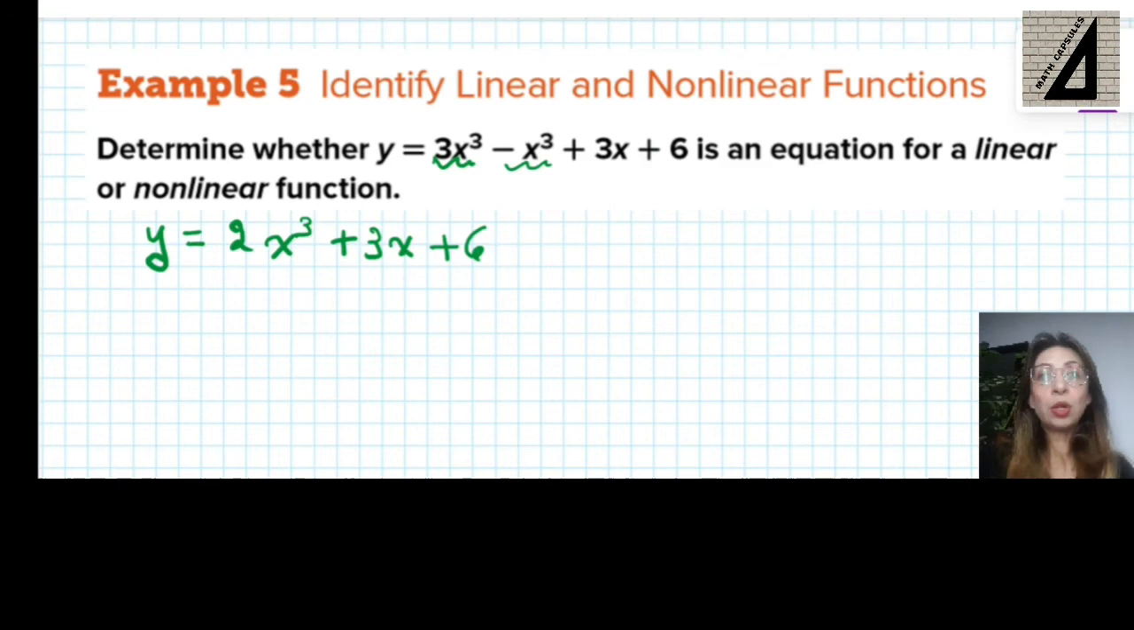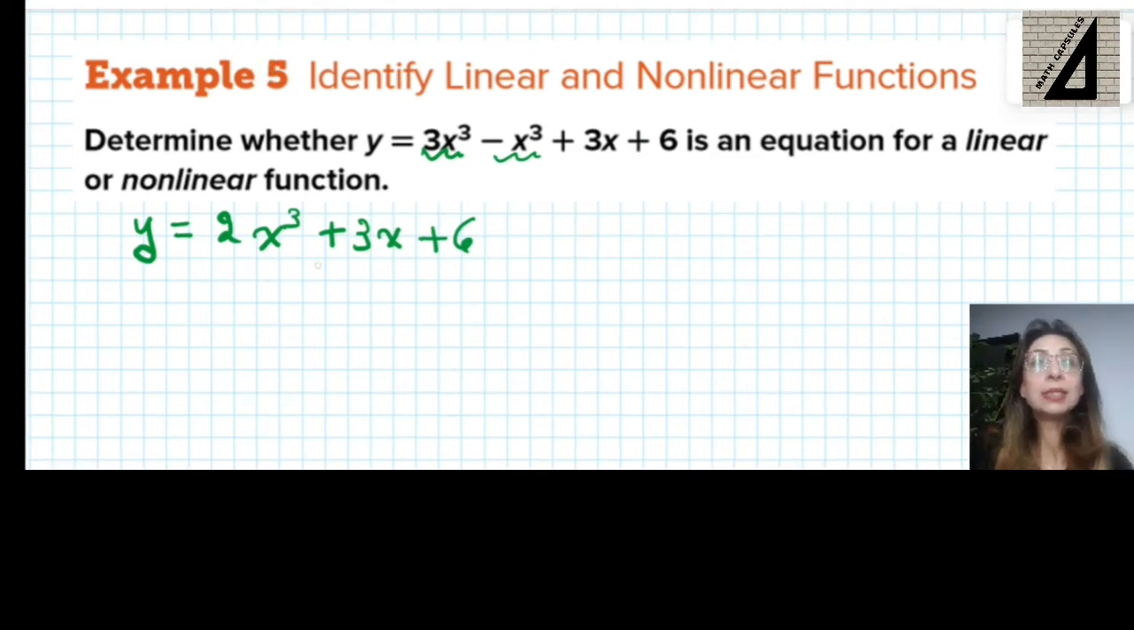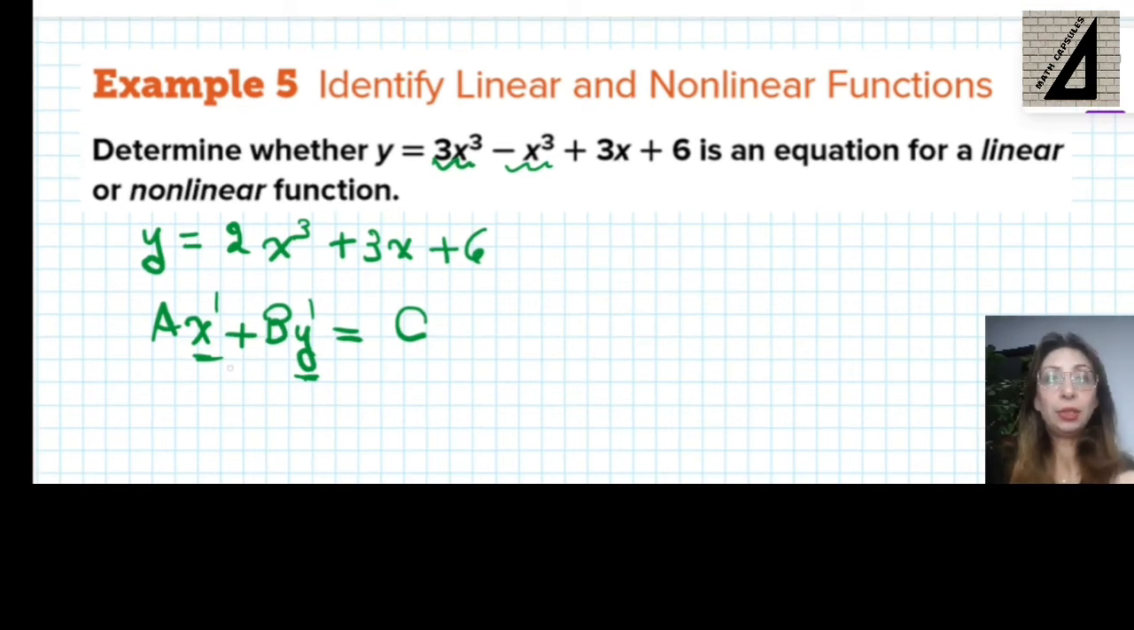After that, we are going to try to rewrite it in standard form. We know that the standard form is ax plus by equals c, where x and y have powers of 1. Now look at this equation up here. We have x with a power of 3. Because we have a power of 3 on the x, this means that this is a nonlinear function, and we are going to write nonlinear function.